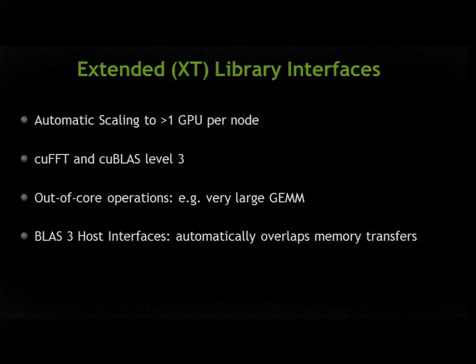One thing is that even though systems like Titan only have a single GPU per node, there's actually a broad range of devices out there, clusters that have more than one GPU within a single node. And so what the new library, the XT, the extended library interfaces allow for is that they automatically parallelize across multiple GPUs within the same node. So this is not across nodes. This is not PBLAS type of parallelism, but it's within the same node.